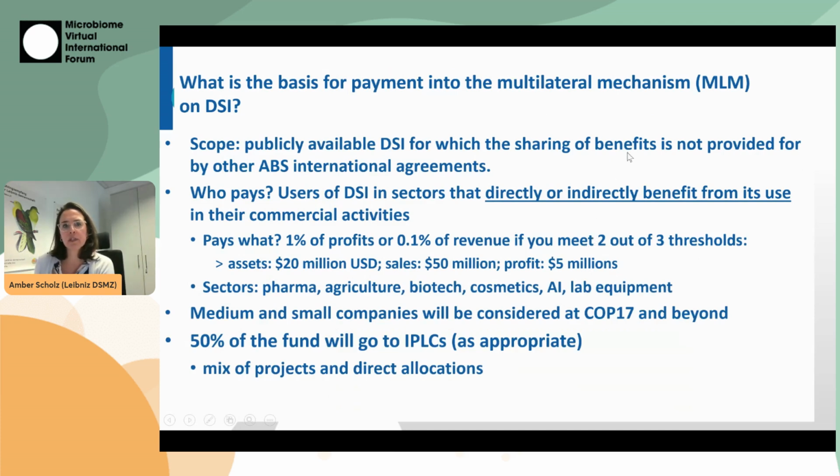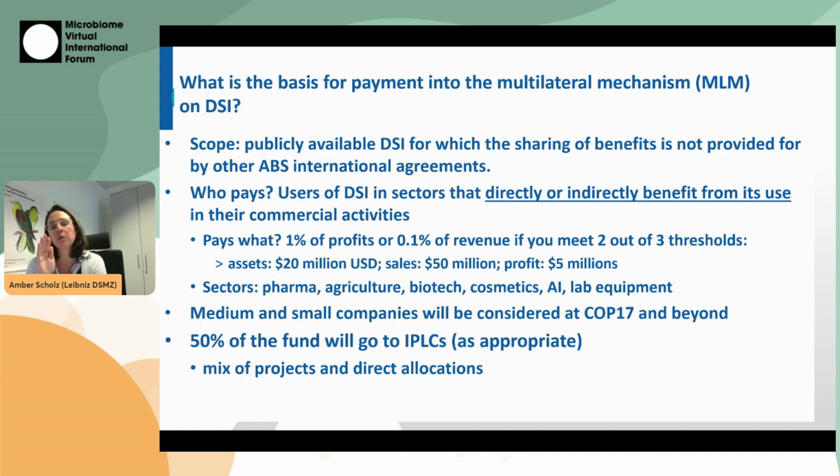Ultimately, parties agreed to a new multilateral mechanism and established the Cali Fund. The scope of that mechanism is publicly available DSI, digital sequence information, for which the sharing of benefits is not provided for by other ABS international agreements. Who should pay? Users of DSI in sectors that directly or indirectly benefit from its use in their commercial activities.